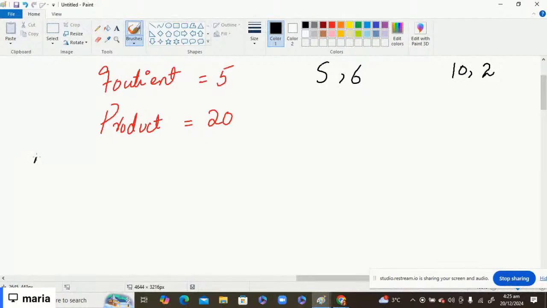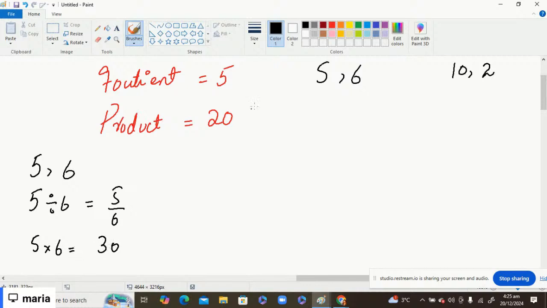First, we solve 5 and 6. Quotient means you're going to divide. 5 divided by 6, is the answer 5? No. Now the product is 5 times 6, and 5 times 6 is 30. Let's check for 10 and 2.